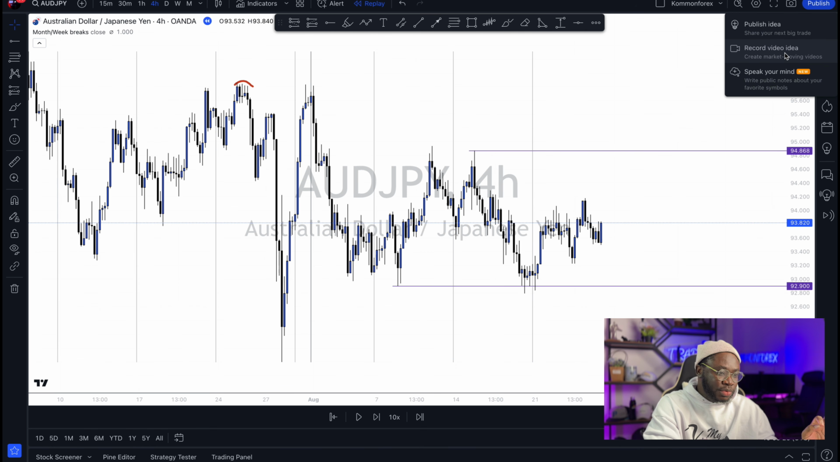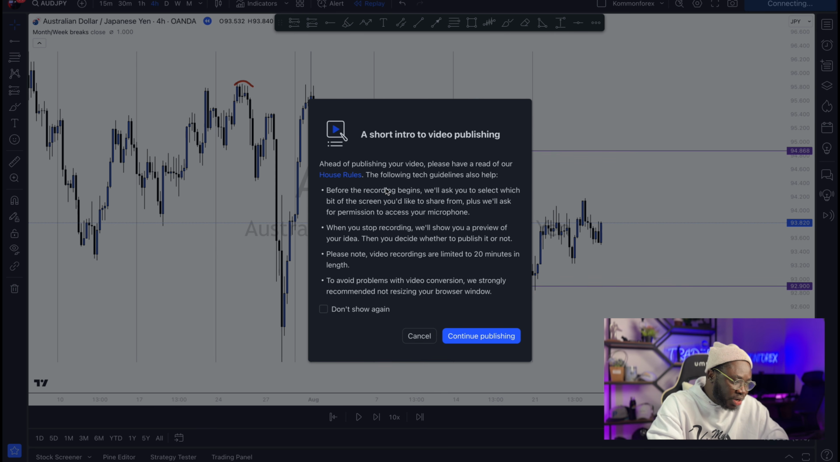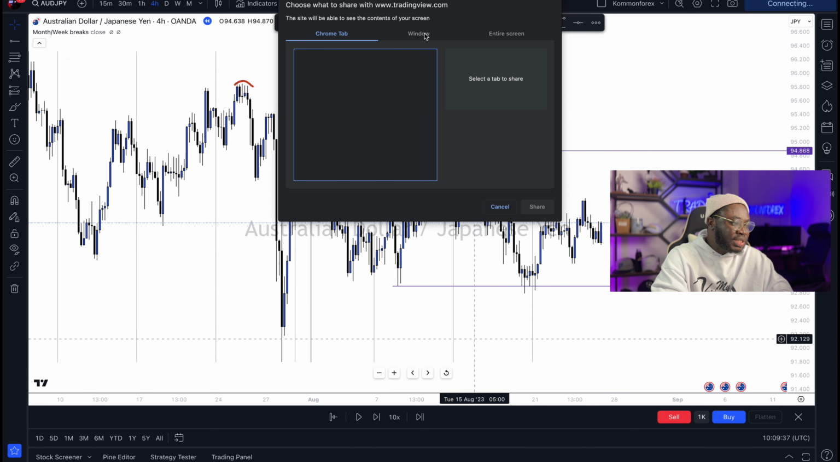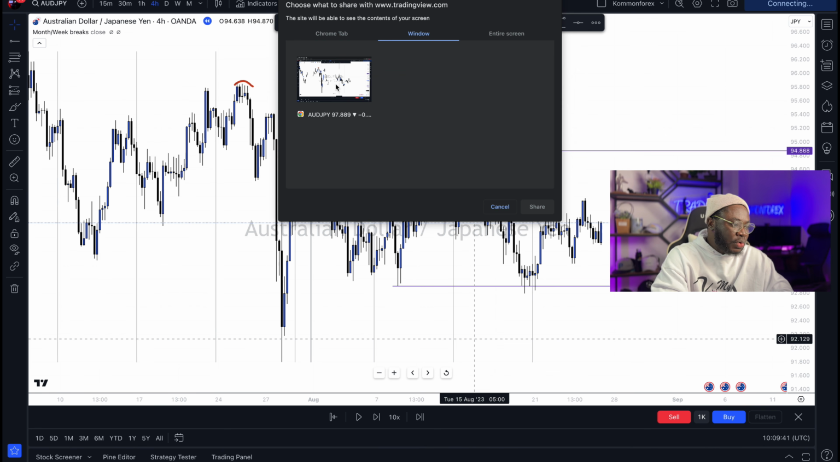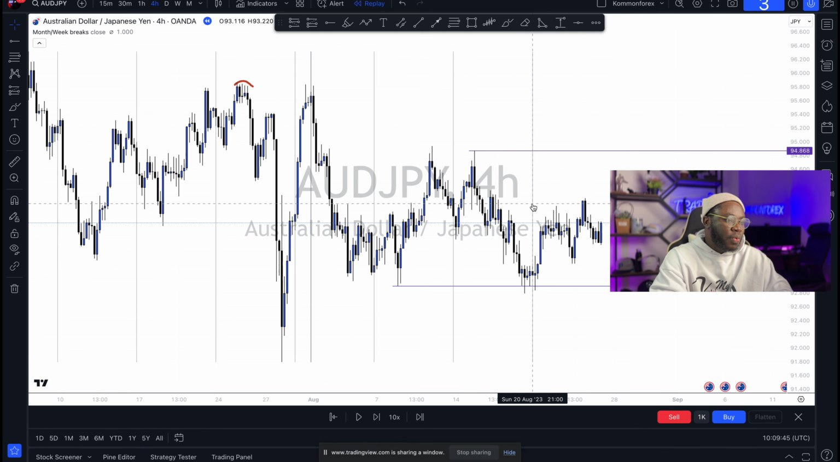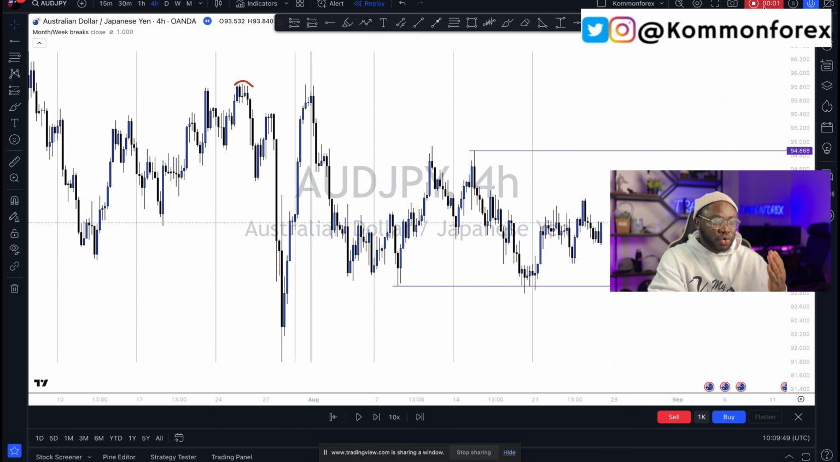So I simply come to record video. You read the rules they have here, and the maximum you can record for is 20 minutes. So you go to continue publishing, then you decide what part of your window you wish to record. So I simply click on my TradingView, then I hit share. Once I hit share, you see it counts down here. Once it starts counting, you see it go over there. It simply means that now it has actually started recording.